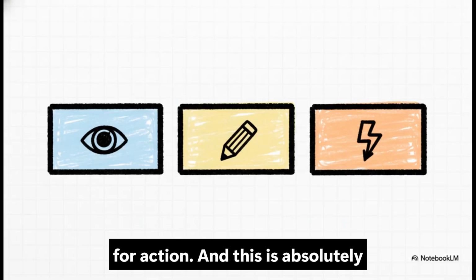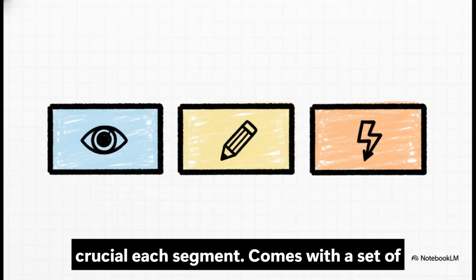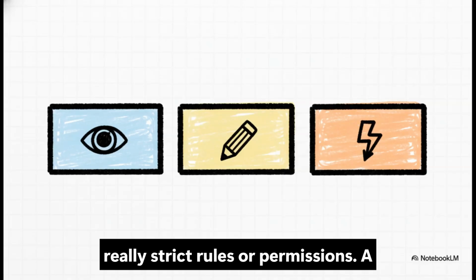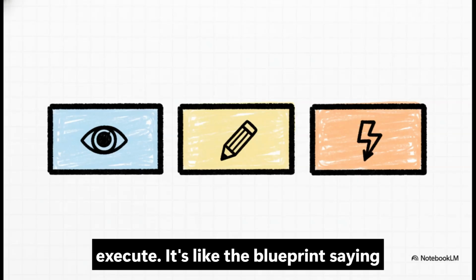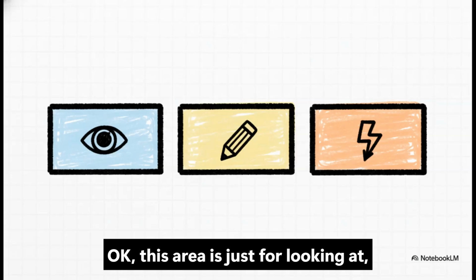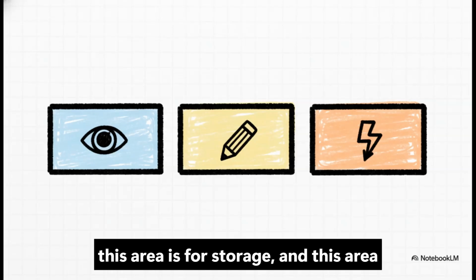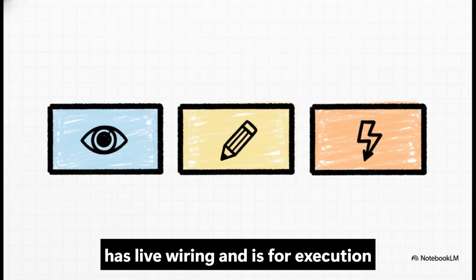And this is absolutely crucial. Each segment comes with a set of really strict rules, or permissions. A segment can be marked as read, write, or execute. It's like the blueprint saying, okay, this area is just for looking at, this area is for storage, and this area has live wiring and is for execution only.